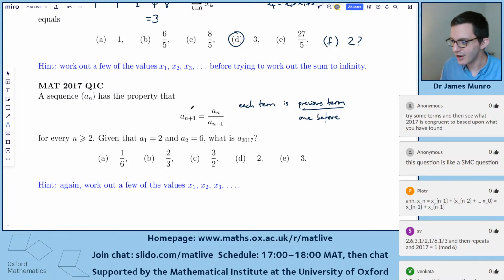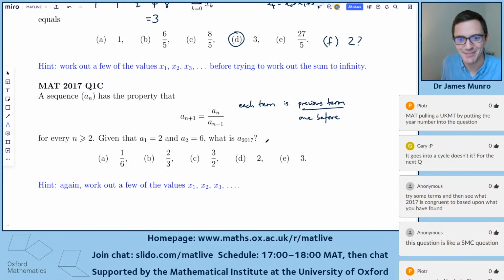Did we put a UKMT? Oh yeah, we put the question number in the question. That's a bit UKMT, isn't it? UKMT maths. UKMT is United Kingdom Maths Trust, and some of their questions have got the year number in.